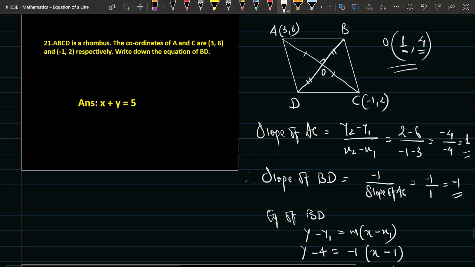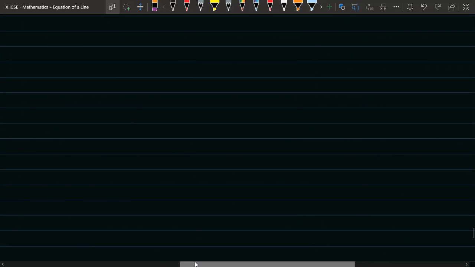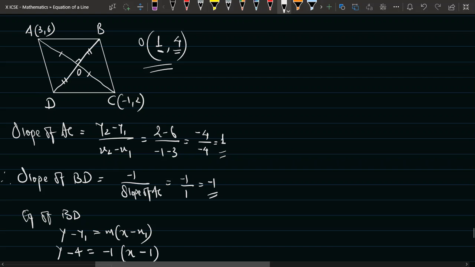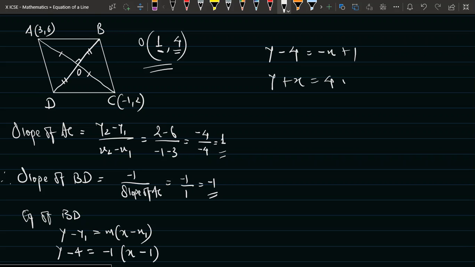अब इसको थोड़ा सा सिंप्लीफाई करते हैं. So y minus 4 is equal to minus x plus 1. So y plus x is equal to 4 plus 1. So x plus y is equal to 5. x plus y is equal to 5 is the equation of BD, other diagonal.